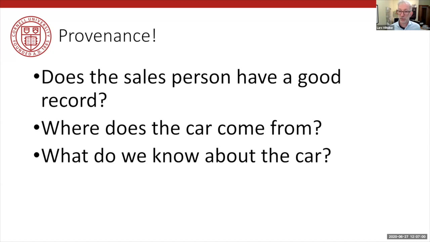We're talking about the provenance of both how the car got to where it is and where it came from. What do we know about the salespeople? Are they trustworthy? Where does the car come from? And what do we know about the car? You can get a Carfax report that tells us the provenance of the car, okay?